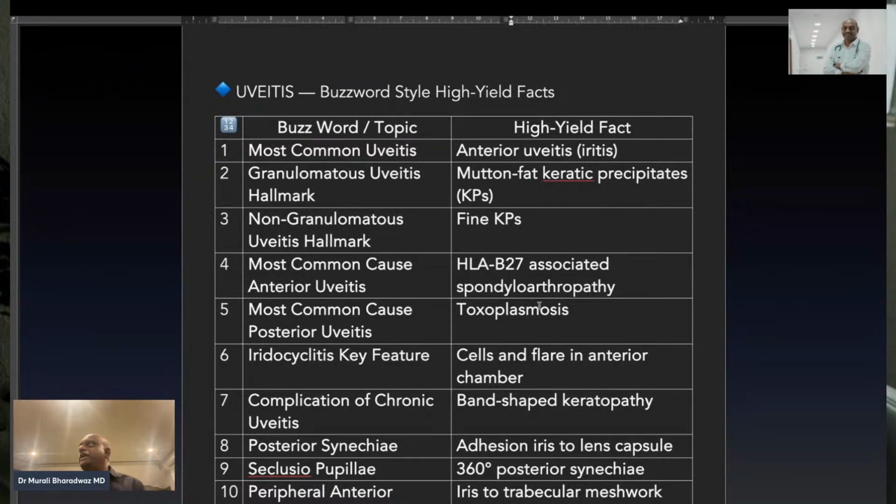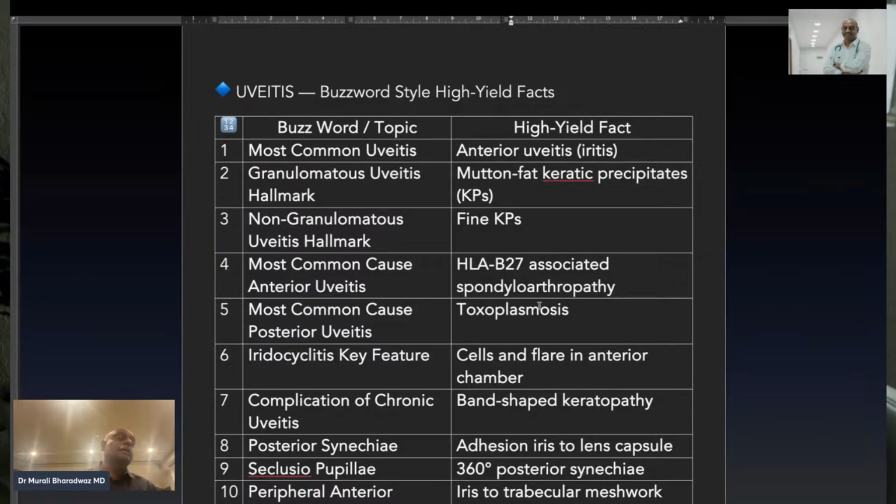The most common uveitis is anterior. What is anterior uveitis? Iris, ciliary body, choroid. Choroid involvement is called posterior uveitis. Iris involvement is called anterior, and ciliary body involvement is called intermediate uveitis or pars planitis, is what we need to remember. Granulomatous uveitis has mutton fat keratic precipitates. Both TB and sarcoidosis are granulomatous, but TB is caseous granulomatous, whereas sarcoidosis is non-caseous granuloma, is what you need to remember.